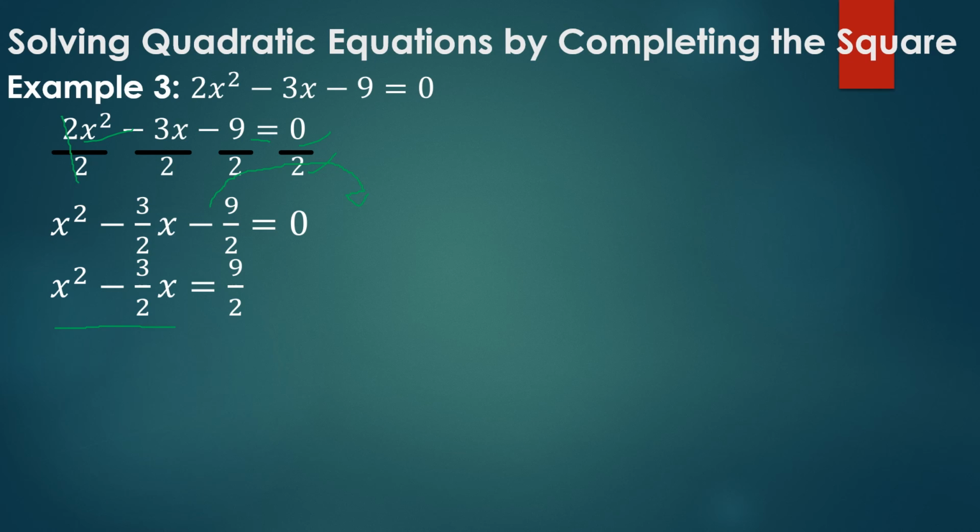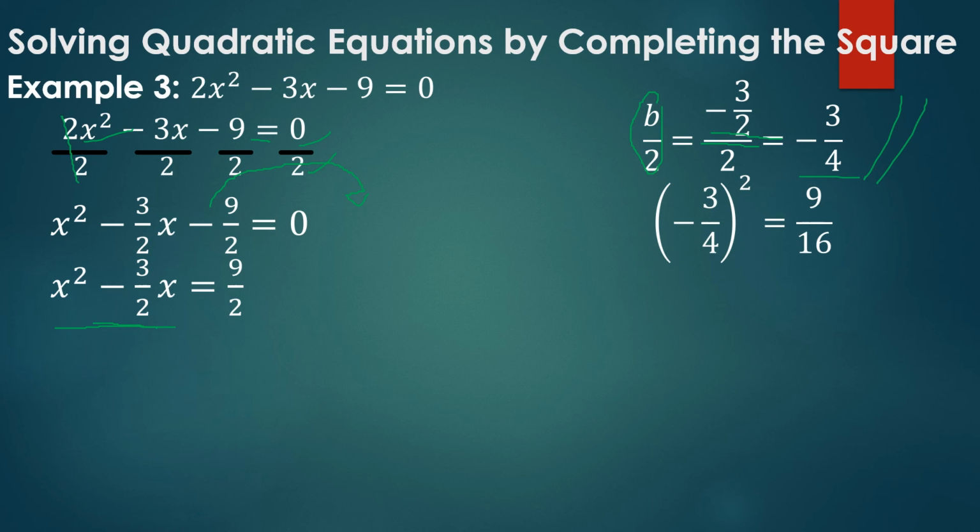It is by getting the half of negative 3 over 2. So we have b over 2 is equal to, what is our b? That is negative 3 over 2 divided by 2. It is equal to negative 3 over 4. And then this negative 3 over 4, we are going to square that. Negative 3 over 4 quantity squared is equal to positive 9 over 16. Meaning, we are going to add 9 over 16 to both sides of this equation.